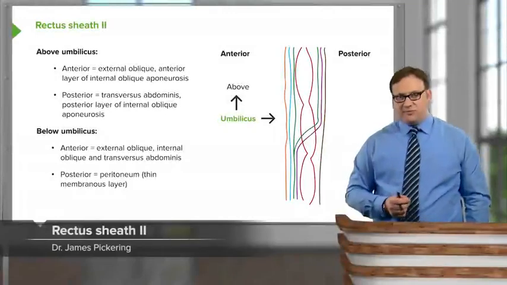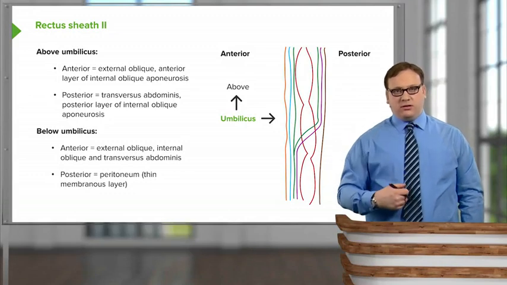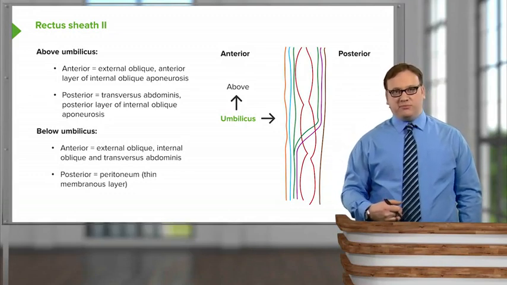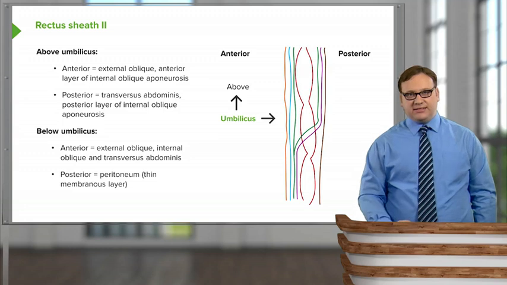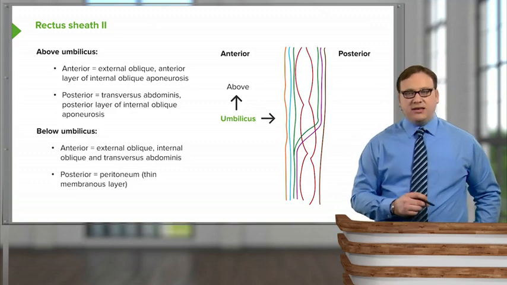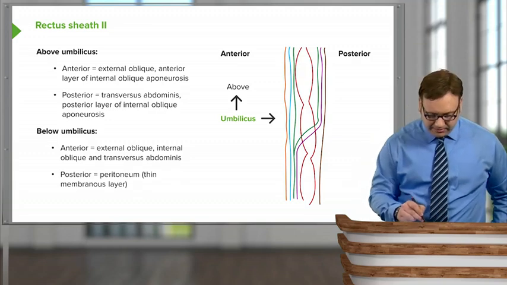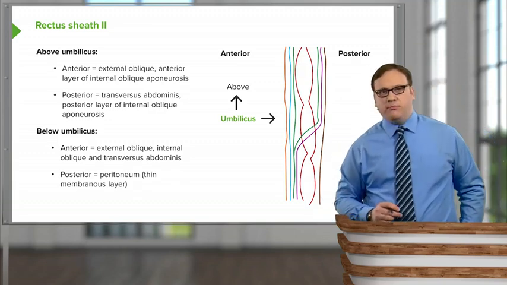This view is slightly different. This view is as if we've cut down sagittally through the abdomen to have a look at these layers. So in this diagram, we've got anterior here, and we've got posterior. And here we've got a reminder of those layers above and below the umbilicus. So here we see above the umbilicus, and here we see below the umbilicus.